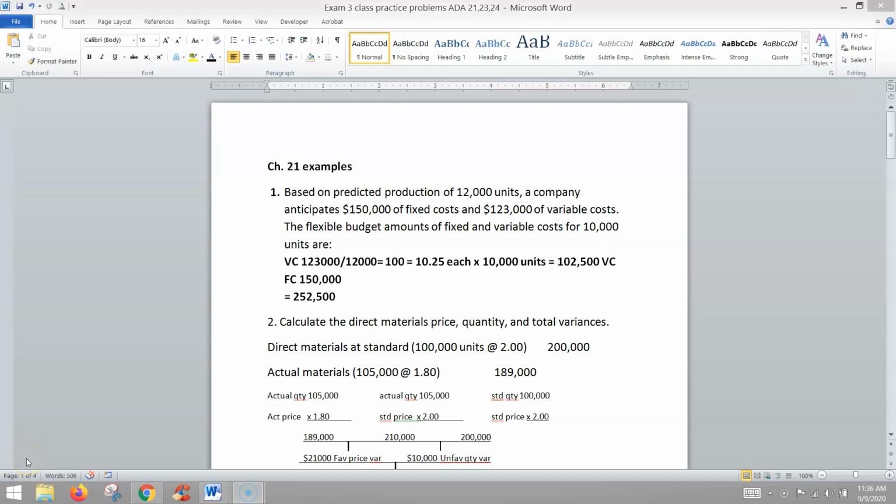Hi, I wanted to walk through some exam 3 practice problems. So the first couple are from chapter 21.